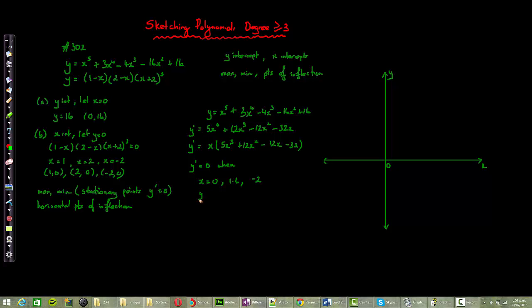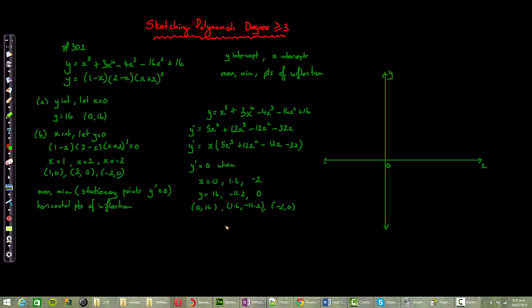So by doing that, I've got these y values. 16, notice this is already a point we've already got again. Negative 11.2, that was obtained by putting in 1.6. I actually use this function here to calculate the y value, and for negative 2 we have 0. So we have these points which are going to be either maximum, minimum, or horizontal points of inflection.